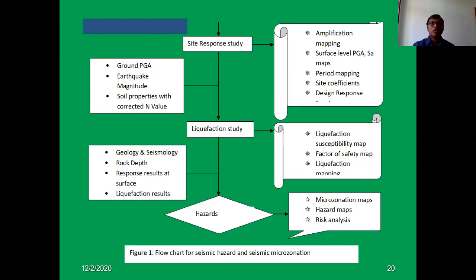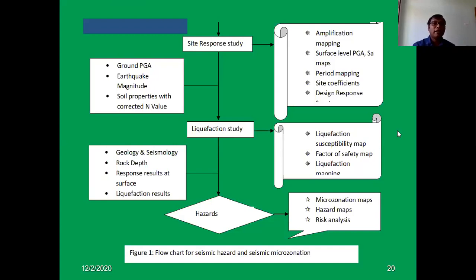This kind of study you can do by site response study, that is called ground response study. That gives you the outputs: amplification, surface level PGA, spectral acceleration, period mapping, that is called site period mapping, you can do. Site coefficients also you can do, which are period dependent coefficients, and design response spectra you can do.